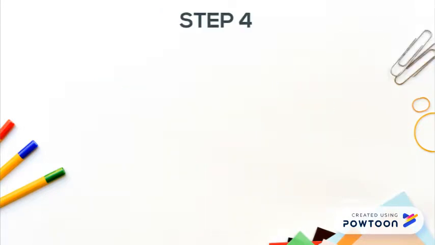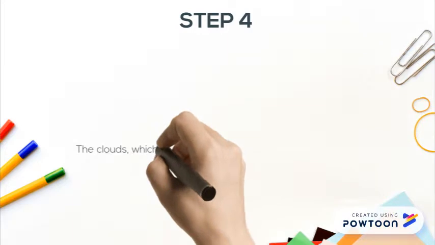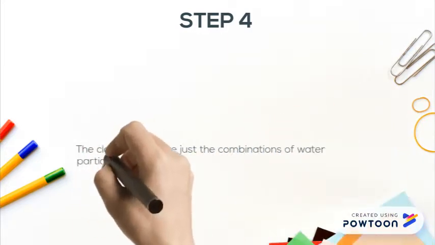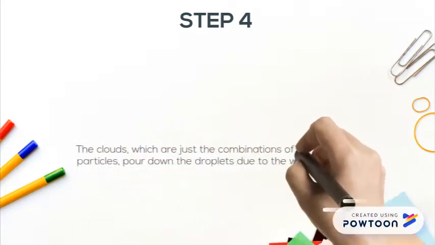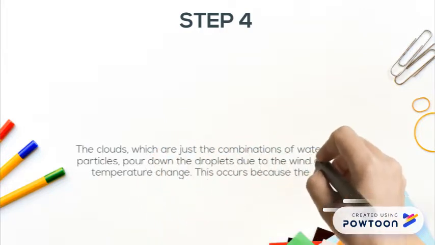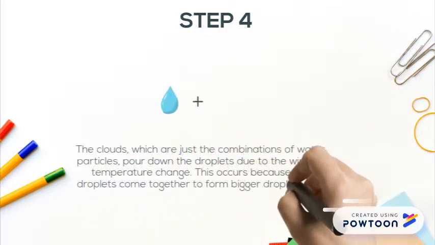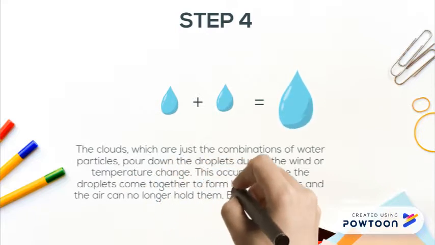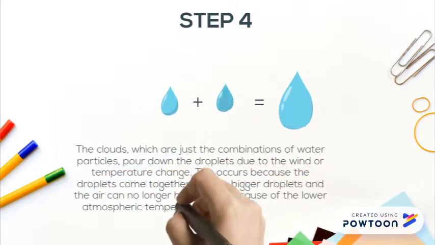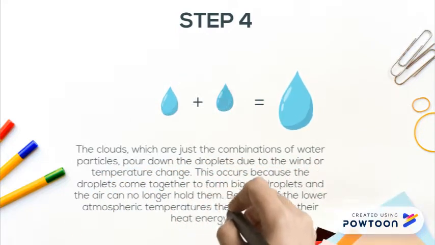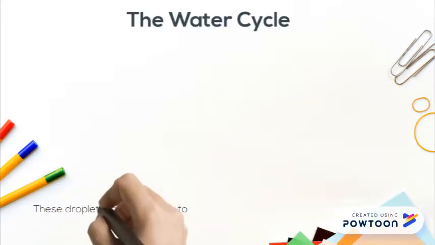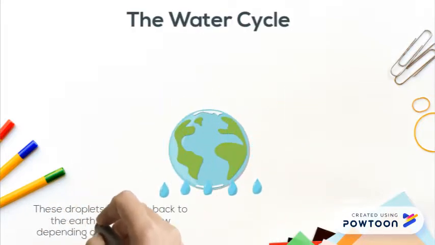Step 4. Precipitation. The clouds, which are just the combinations of water particles, pour down the droplets due to wind or temperature changes. This occurs because the droplets come together to form bigger droplets and the air can no longer hold them. Because of the lower atmospheric temperatures, the droplets lose their heat energy. These droplets fall back to the earth as rain or snow, depending on the temperature.